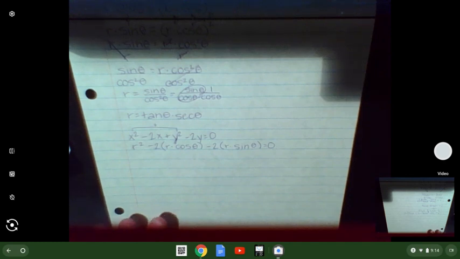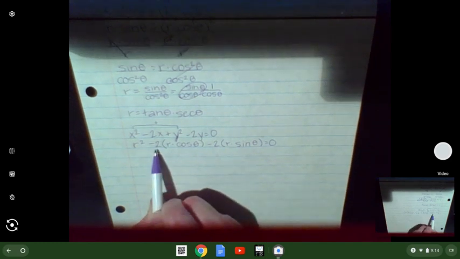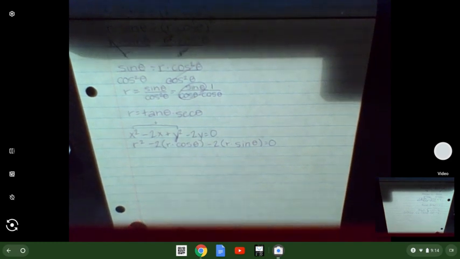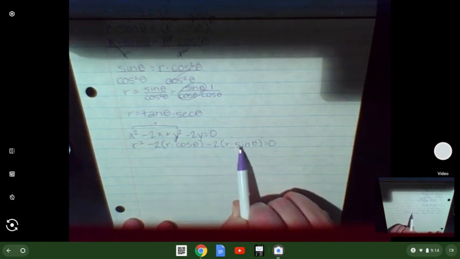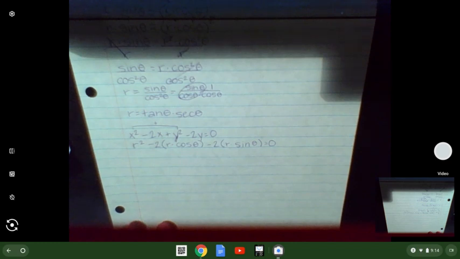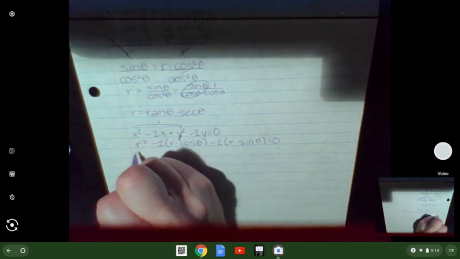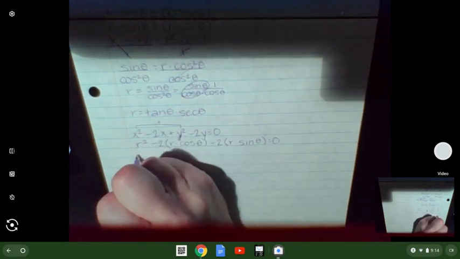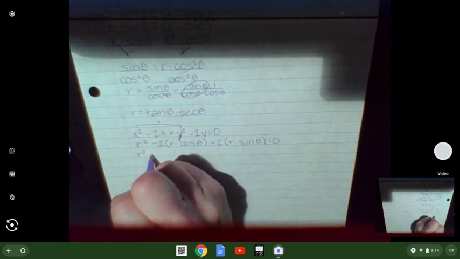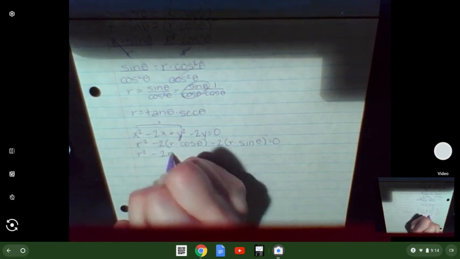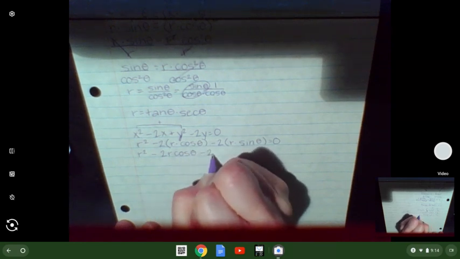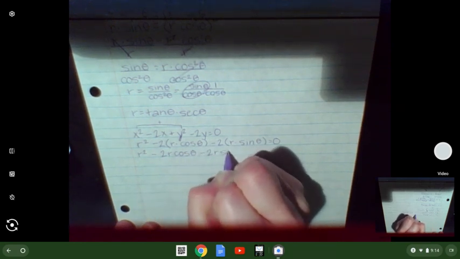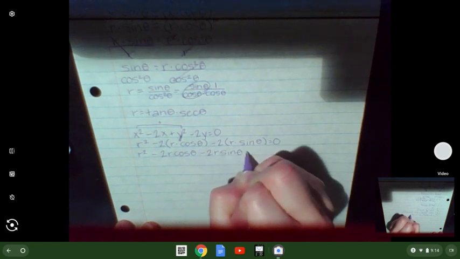So here goes. First thing I'm going to ask myself, okay, these parentheses, do we really truly need them? The answer is no. I don't have any pluses or minuses inside of these parentheses. It's only multiplication, which means I don't really need to do any distributing. So I am going to rewrite this as r squared minus 2r cosine theta minus 2r sine theta equals 0.